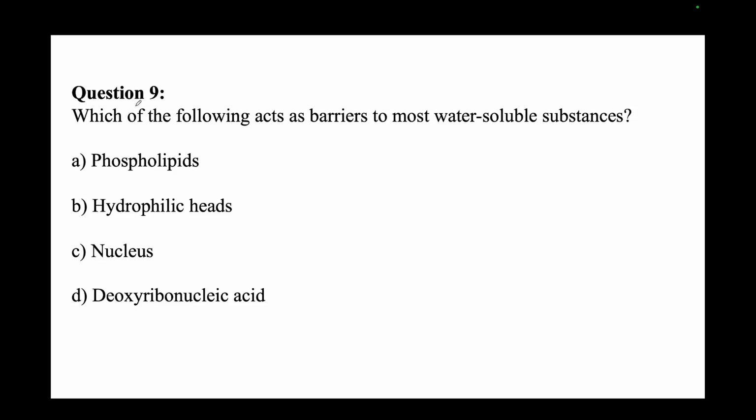Okay. So, moving to the next question, question number 9. Which of the following acts as the barrier to most water soluble substances? Phospholipids, hydrophilic heads, nucleus and DNA. Deoxyribonucleic acid, this is DNA.